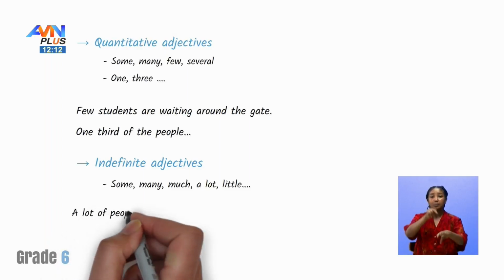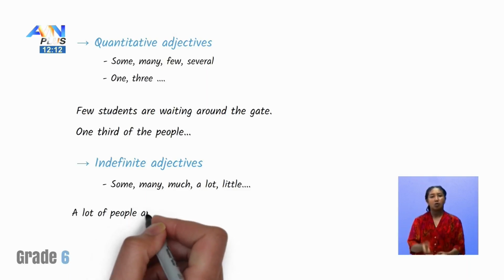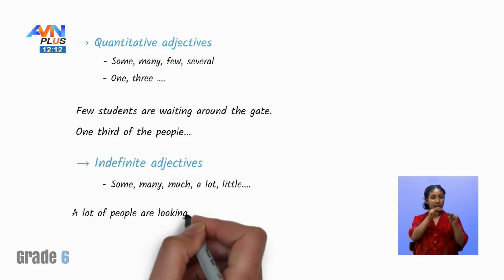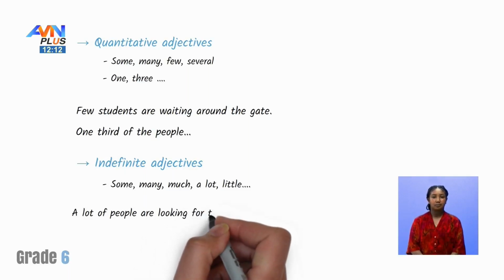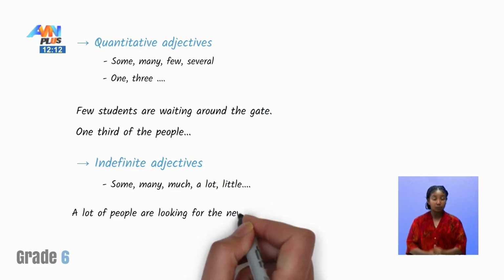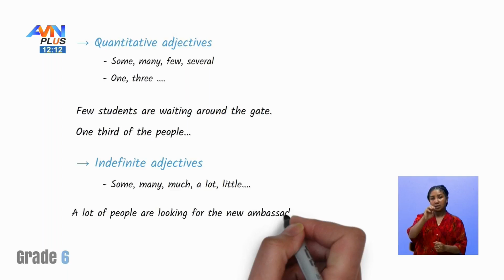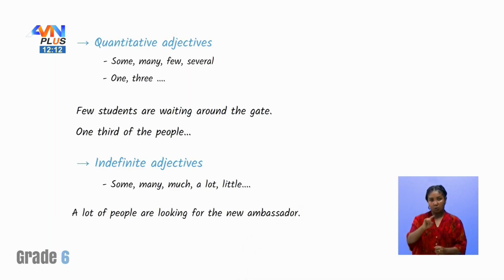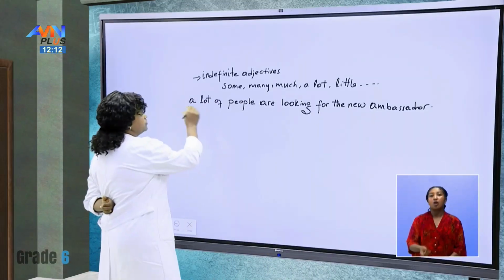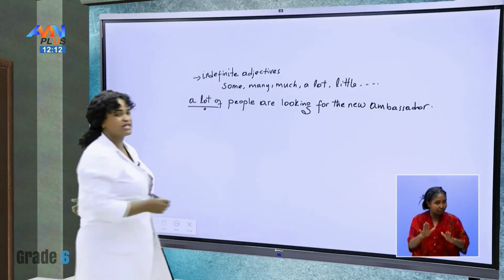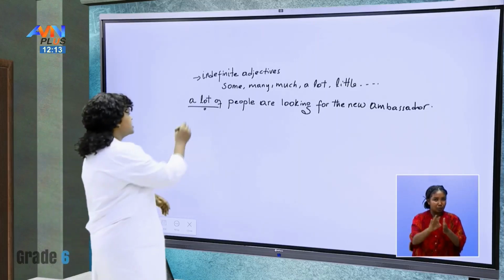You can say, a lot of people are looking for the new, let's say, ambassador. Yeah? Okay? A lot of. Now you are telling about the number of the people, but not the exact number. That's why we call it what? Indefinite. Okay? The other, possessive.